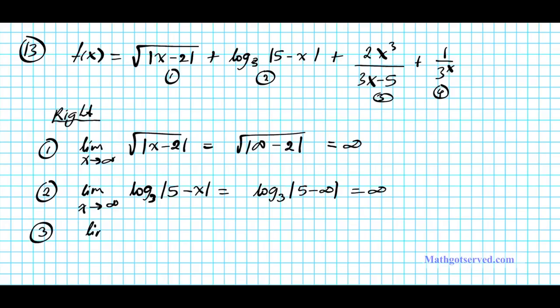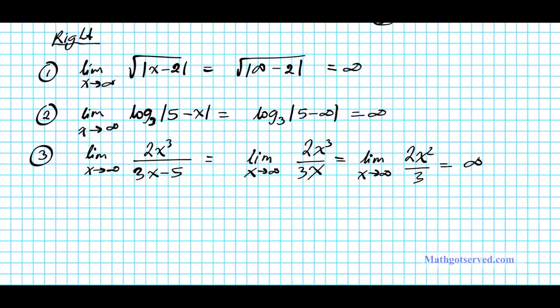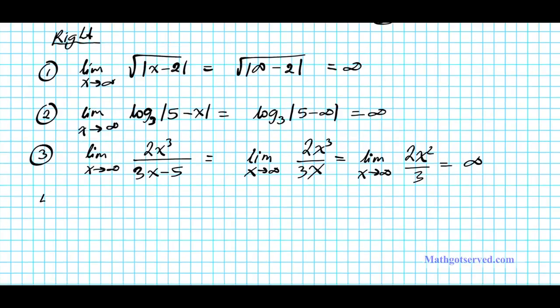And then for the third one, the limit as x approaches infinity of 2x to the third over 3x minus 5, we take the fastest on the top and the fastest on the bottom. Limit as x approaches infinity of 2x to the third over 3x. All right, that simplifies to the limit as x approaches infinity of 2x squared over 3. Then when we plug in infinity, we can clearly see that we go to infinity here also. All right, the last one is 1 over 3 to the x. So 4, the limit as x approaches infinity of 1 over 3 to the x. We have 1 over 3 to the infinity, 1 over infinity, which is equal to 0. Okay? All right, so we have 3 functions going to infinity.